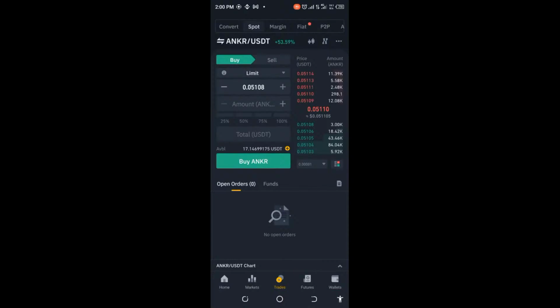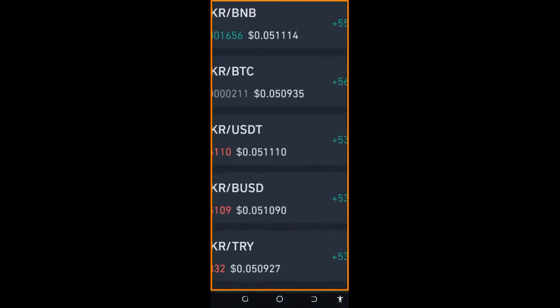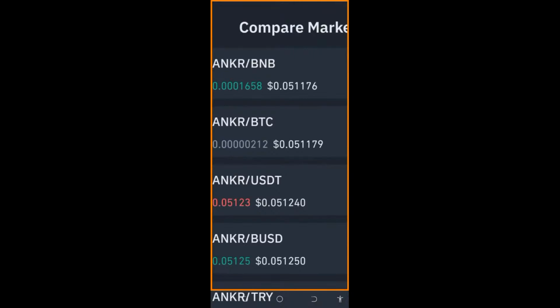0511. Let's go check the compare markets. Okay, because it's really flipping and flopping. Okay, as you can see here, BTC is 0509. USDT is definitely going to get back to 0509, and I'm going to put it back at 0509. That is what I am going to put it back as, and that's what I'm going to sell it as. So this is what we're going to do. As you can see, it's flipping and flopping. It's right now at 0512.